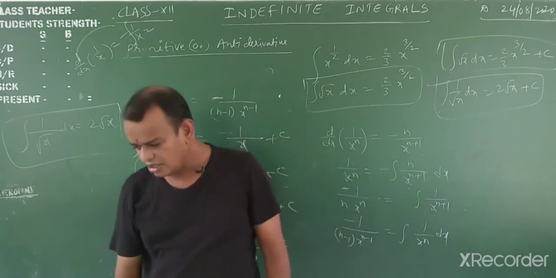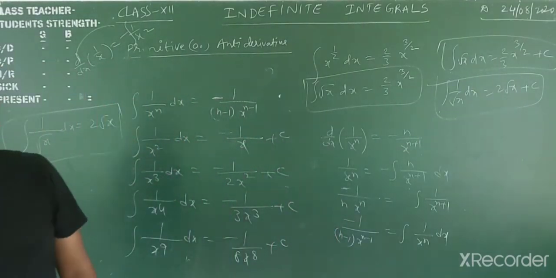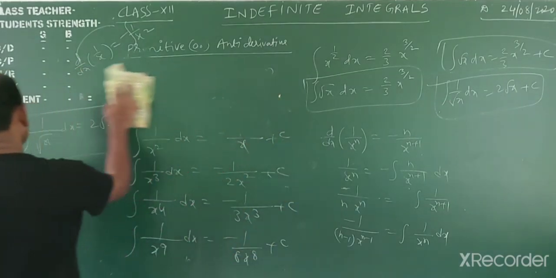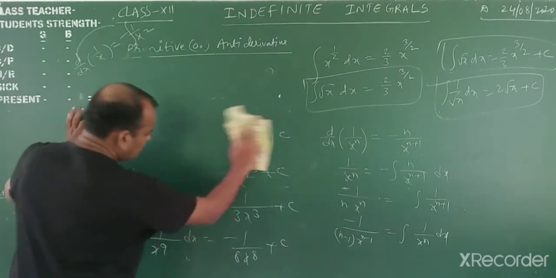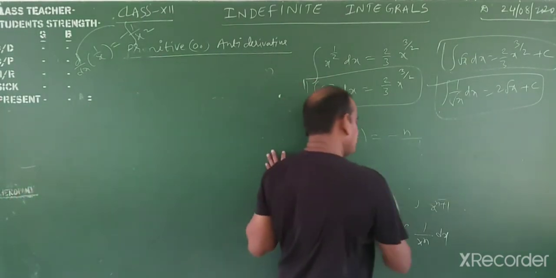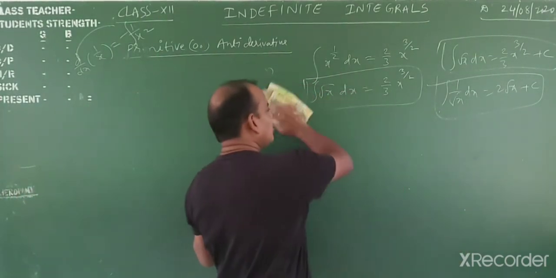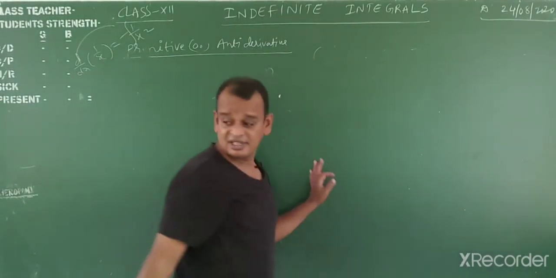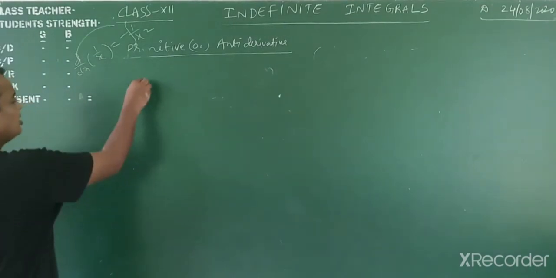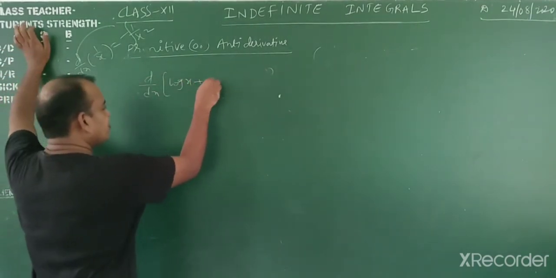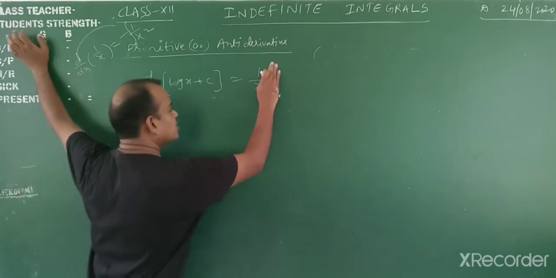Okay, this way we'll continue the remaining problems. I think you understood, or not? Yes. Now we are going to the next. You know the derivative of log x. What is the derivative of log x? 1 by x. Yes or no? Here the derivative of log x plus c is equal to 1 by x, 100%.